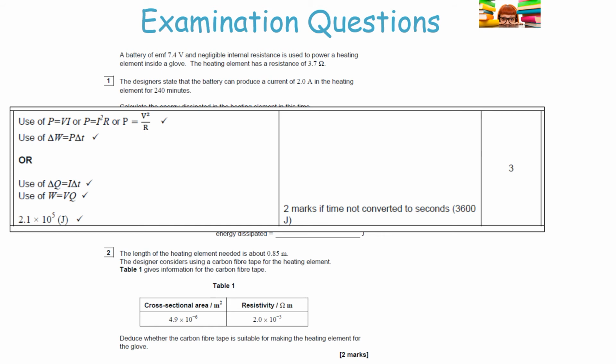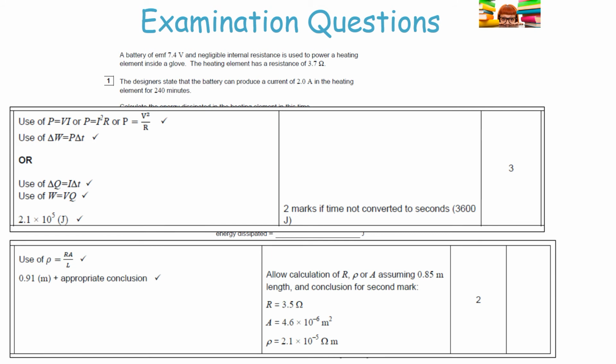Now in this next question, again, you're given the resistivity in the actual information. So what you would want to do is work out if you can make the carbon fiber tape suitable for the heating element. You need about 0.85 meters, but what you need to do is use the resistivity equation and work out the length. So rho is equal to RA over L, so you can work out what L is going to be, and L comes out to be 0.91 meters.